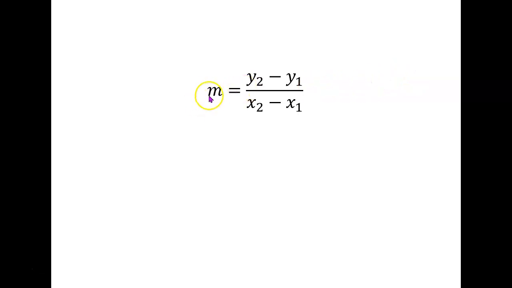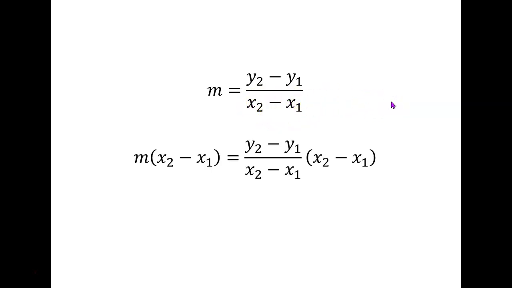If we take this equation, m stands for the slope and it's equal to y2 minus y1 over x2 minus x1, and multiply both sides of this equation by what we have in the denominator, x2 minus x1, that will allow us to cancel the denominator over here on the right. So now we just have m times x2 minus x1 equals y2 minus y1.